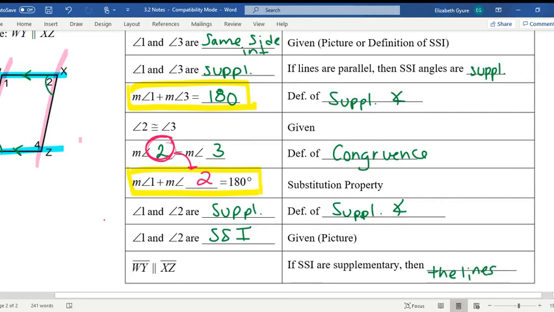Ew, why did it do that? Pretend like you can read that.